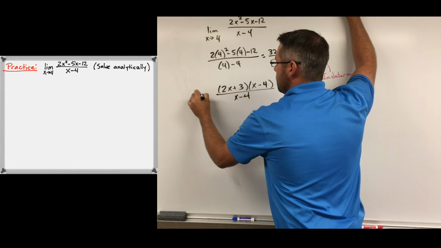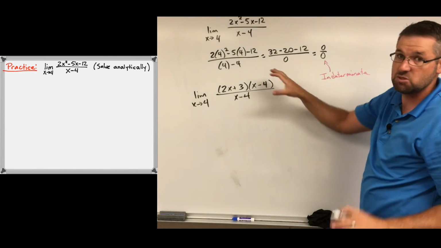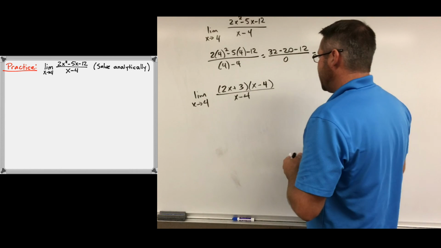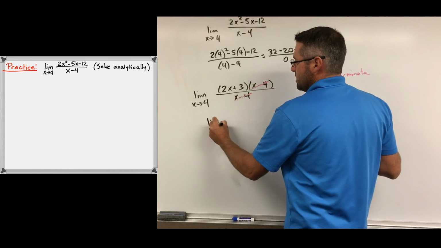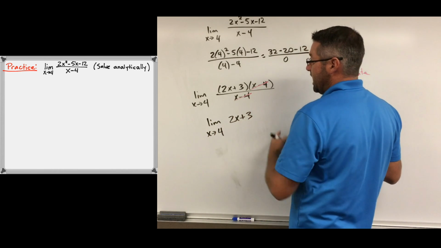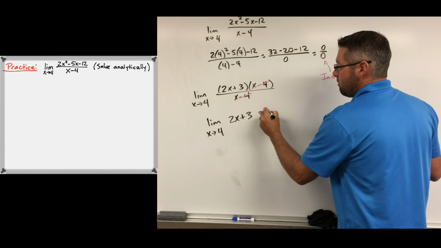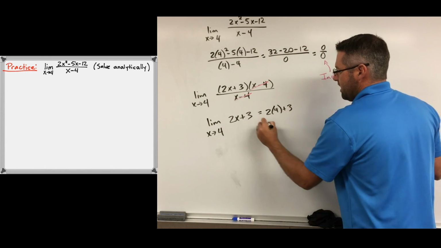So we are now looking for the limit as x approaches 4 of this expression. These are equivalent because we haven't reduced anything yet. We can see that the x minus 4 is reduced. And so this will be the same as the limit as x approaches 4 of 2x plus 3. And now we can just substitute. So we end up with 2 times 4 plus 3, which is 11.